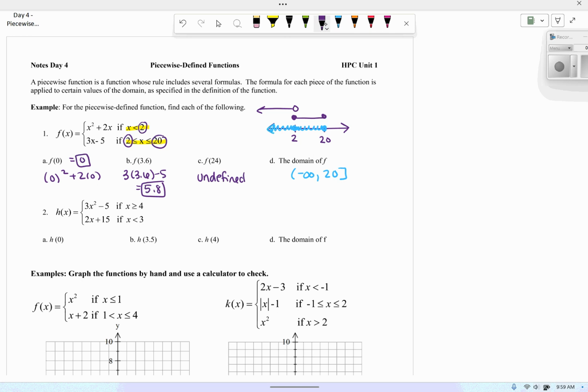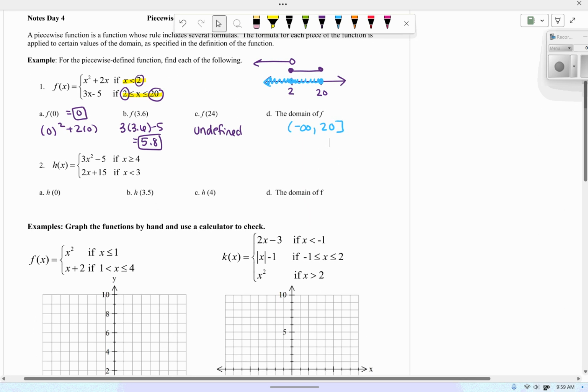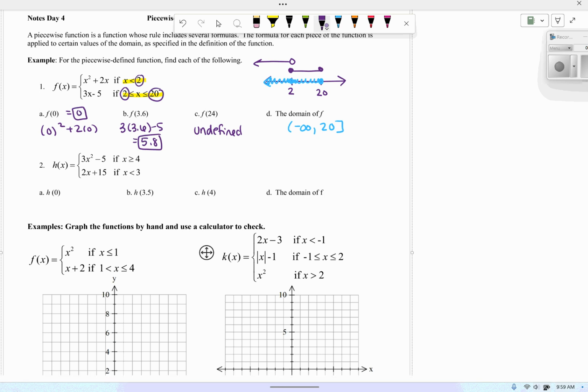So go ahead and pause the video and do the next one on your own, and then unpause to check your work. So looking at question number 2, we have h of x as our function, and we want to evaluate h of 0. So 0 is not greater than or equal to 4 for that first top equation, but 0 is less than 3, so we're going to use the bottom equation. So we have 2 times 0 plus 15, which gives us 15.